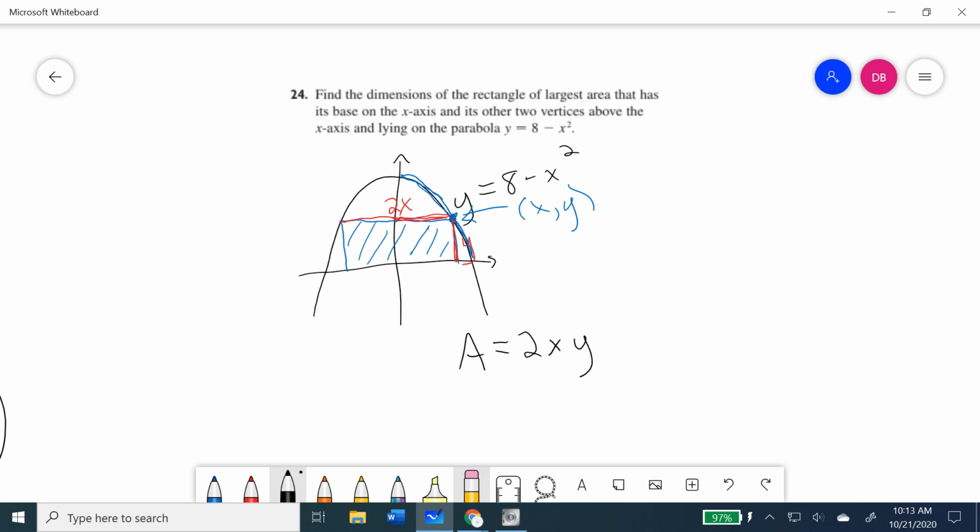I need a formula for area in terms of only one variable. So I'm going to take the fact that that x, y point has to be on the parabola, so the relationship of them is its equation, and I can substitute whichever one I want. It's going to be friendlier if I substitute the y in. So area is 2x times 8 minus x squared.